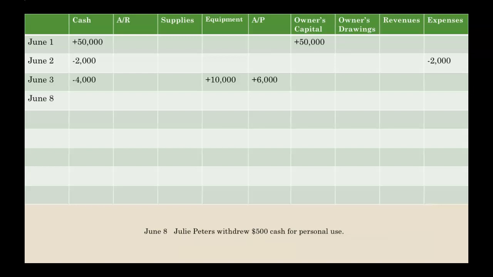Now on June 8th, Julie Peters withdrew $500 cash for personal use. So whenever the owner takes money out of the business for personal use, that's owner's drawings. So we show owner's drawings and cash both decreasing by $500. And again, we show owner's drawings as a negative because it decreases your overall owner's equity.